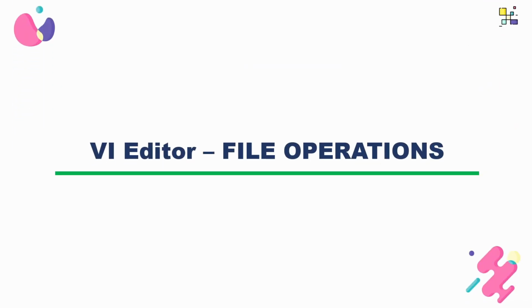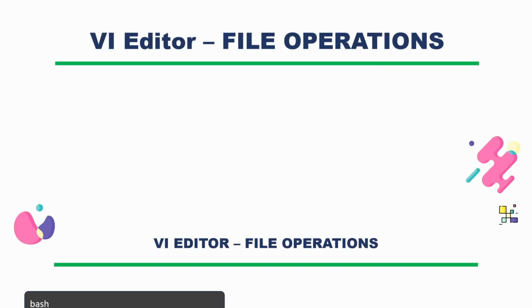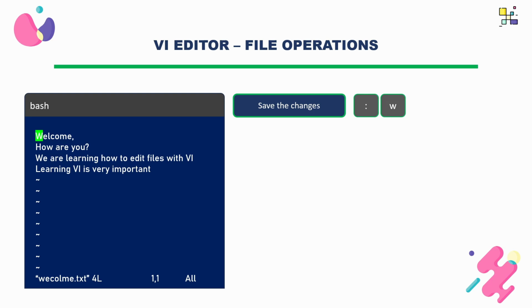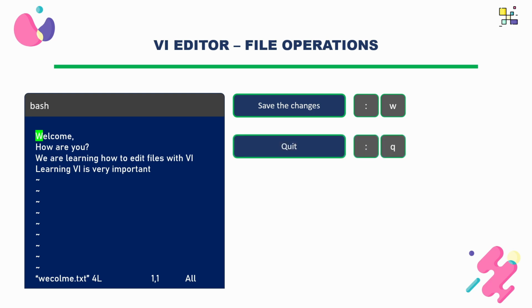We will see now how to save or discard the changes and how to quit the VI editor. To save the changes that you have made without quitting the VI editor, you can do that by pressing colon followed by W and finally pressing enter. And then if you want to quit, just press colon followed by the Q key and press enter.